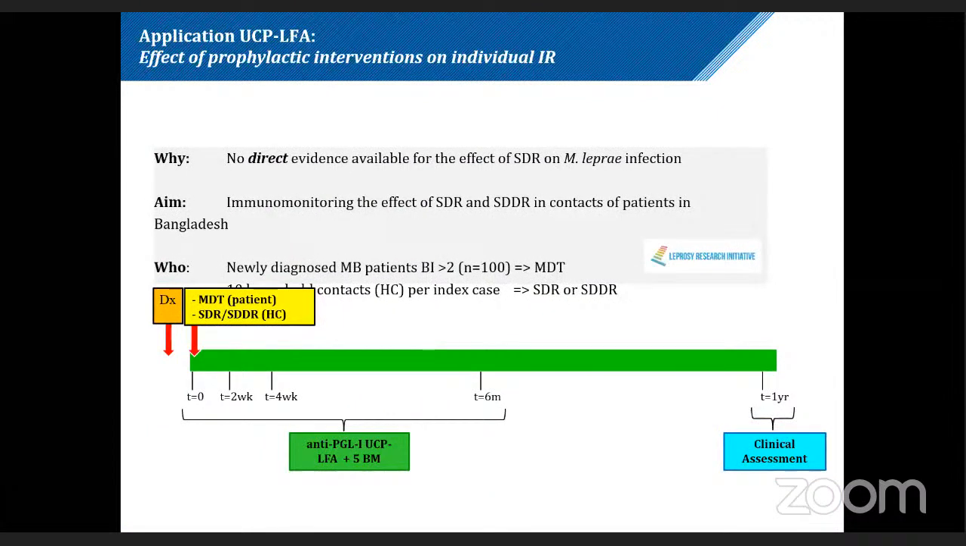Milton's question also brought to mind that I could show you just a little bit more of what is currently being used in the field as a UCP lateral flow assay for a real evaluation. And this is one example. So what we're doing in an LRI study in Bangladesh is identify the direct effect of SDR on M. leprae infection, because we know that a single dose of rifampin is used as a post-exposure prophylaxis way to treat contacts of newly diagnosed leprosy patients, but we actually do not know yet what the effect is immunologically. So that is what we try to measure here with UCP lateral flow for anti-PD-L1 and also 5 other biomarkers.